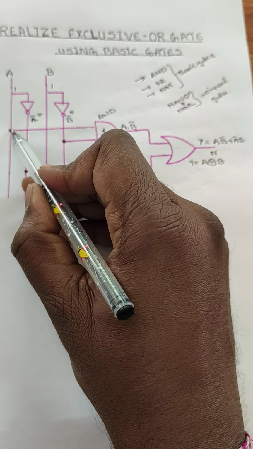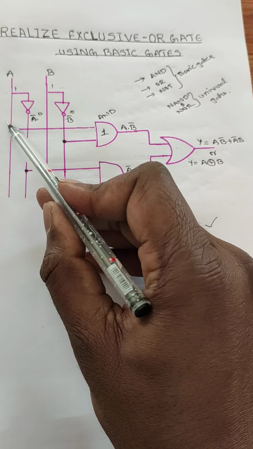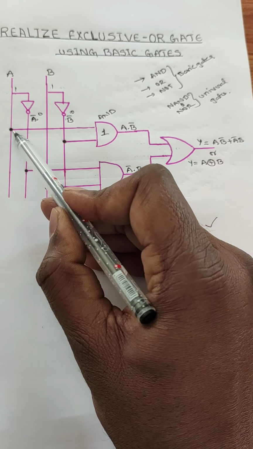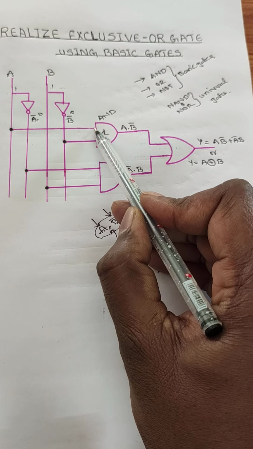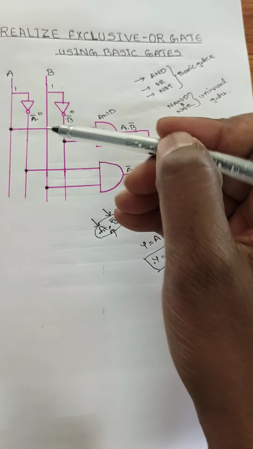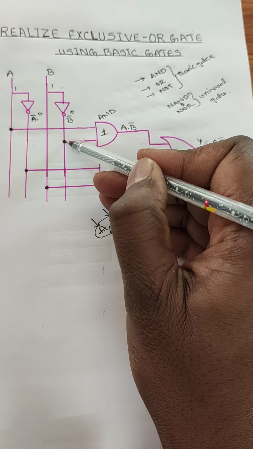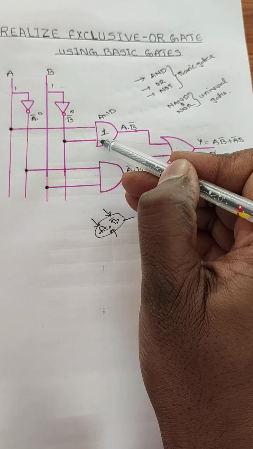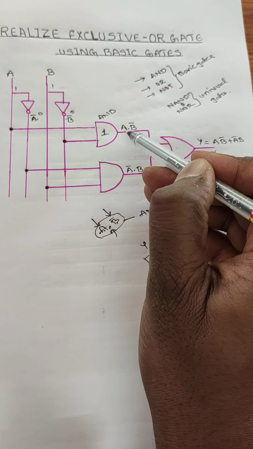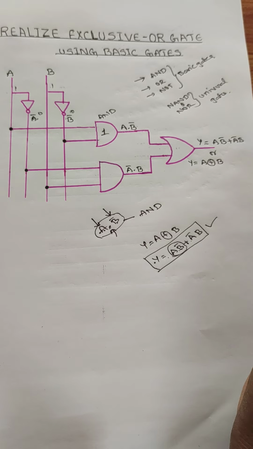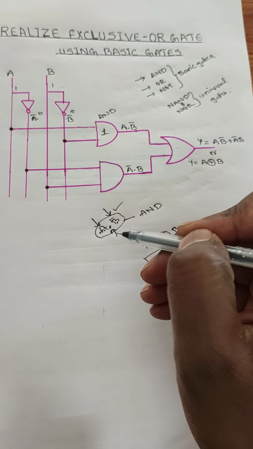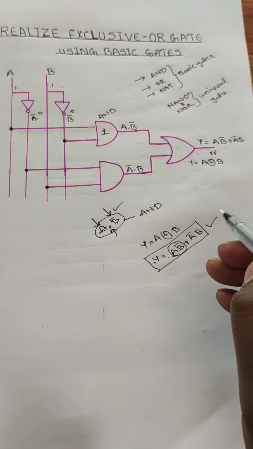First the A input is given, highlighted here as one of the inputs of the AND gate, and this is B bar. So the B bar input is the other input for the AND gate. So the output will be A dot B bar. So we achieved A dot B bar.